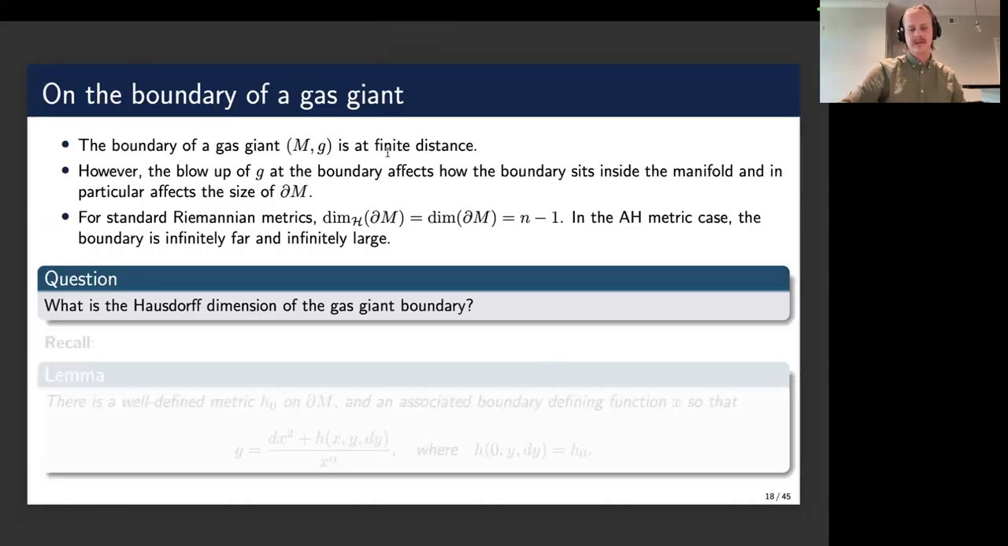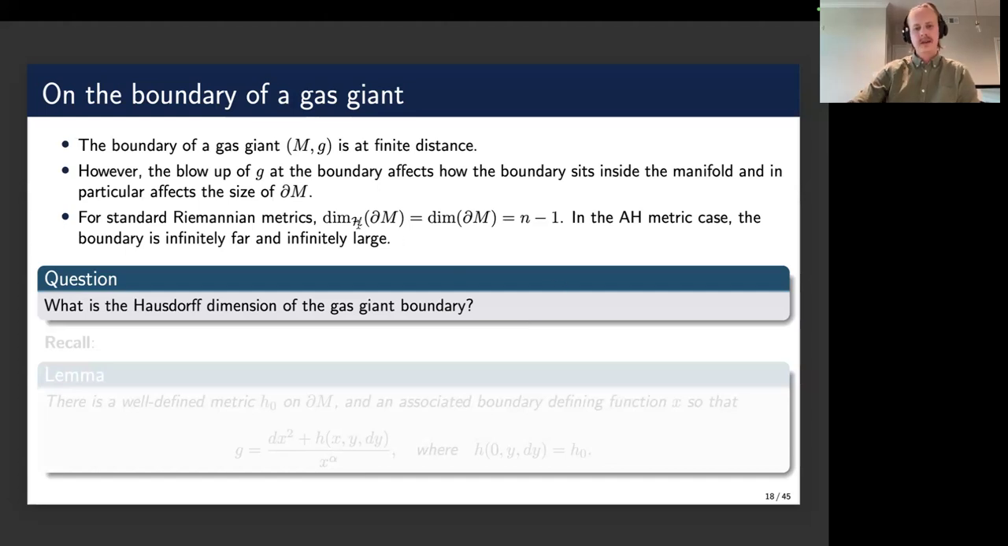As we have now established, the boundary of a gas giant always lies at a finite distance from the interior. You can flow there in finite time. But as is the business with these conformally blown up metrics, the blow up of G always affects how this boundary sits inside the manifold, and more than that, it particularly affects the size of this boundary. So what I want to aim at is: can we compute the Hausdorff dimension of the boundary of a gas giant?